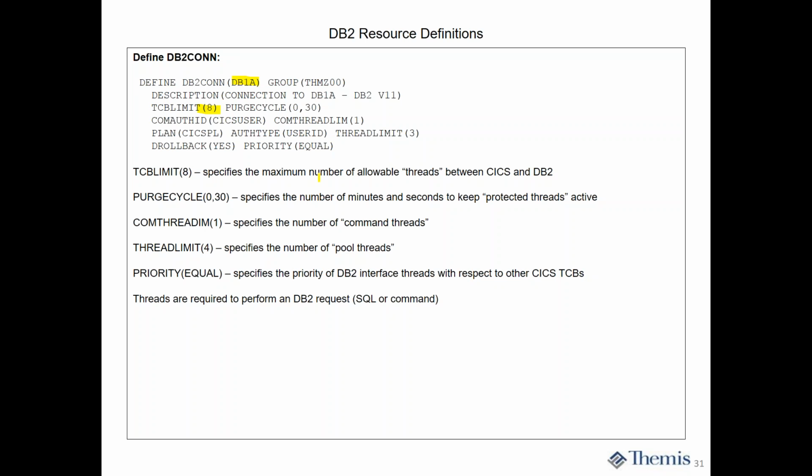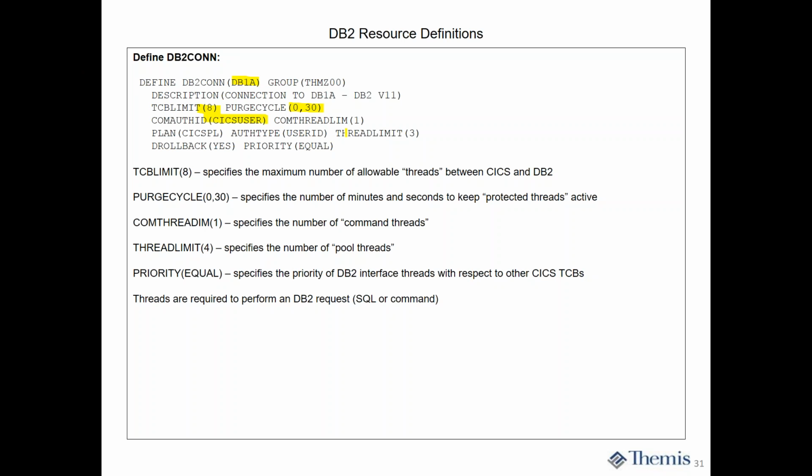But please remember, the interface is also being used for things like MQ and a few other things. So you do not want DB2 consuming all of the TCBs because you could potentially harm other accesses. Okay, so that is the maximum number of allowable threads in DB2. It's done on a connection entry, but this is a purge cycle for protected threads. Now I showed you a protected thread. If that thread has been allocated to an application, but has been inactive, in this case for 30 seconds, that's what the 30 is, it's minutes and seconds, it can release the thread for another application.